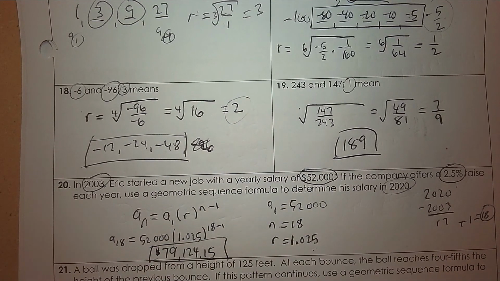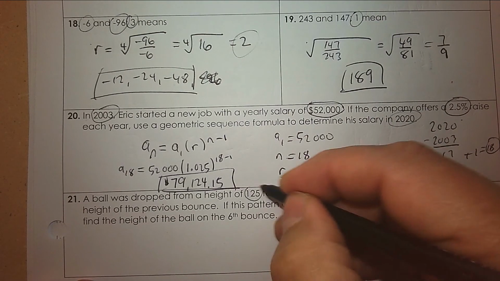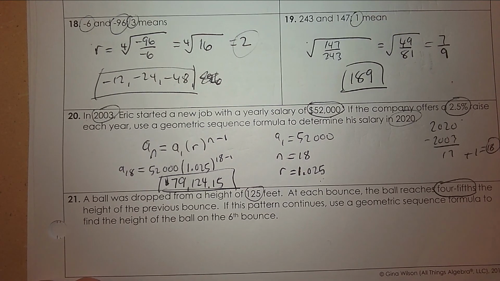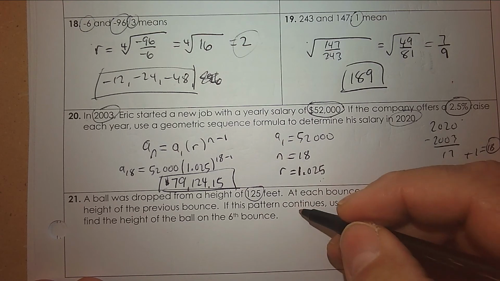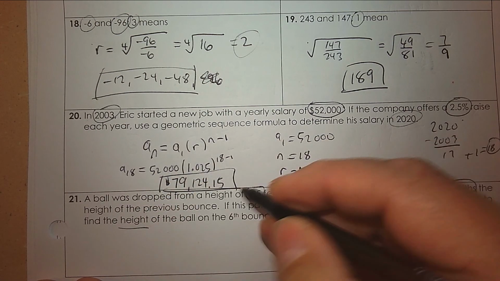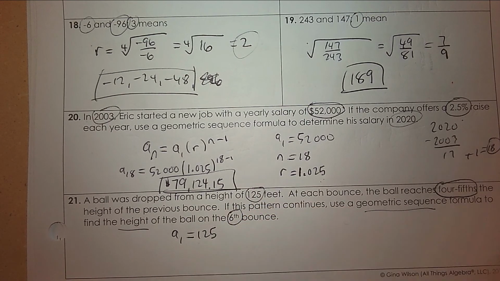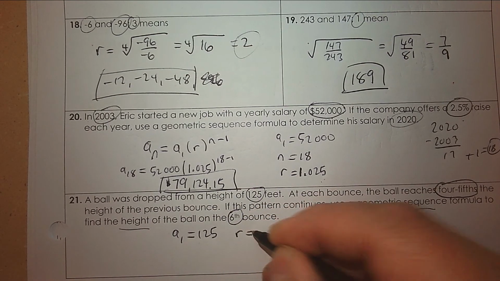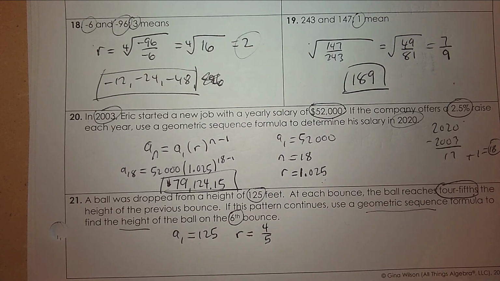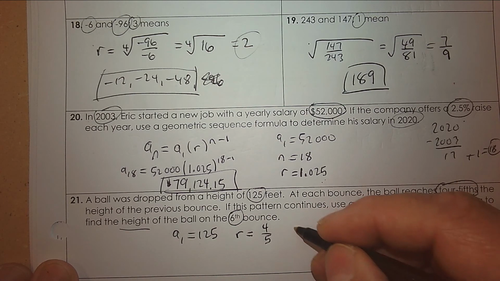All right, last one for your homework. A ball was dropped from a height of 125 feet. Each bounce loses 4/5 of the height of the previous bounce. If this pattern continues, use a geometric sequence to find the height of the ball at the 6th bounce. So the first time it bounces, it's 125. That's the first term. The ratio is going to be 4/5. Now we don't need a 1 in front or anything because 4/5 means it's getting smaller and smaller by that number. And what I'm looking for is the 6th term.